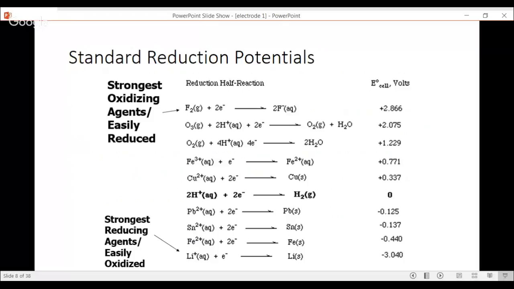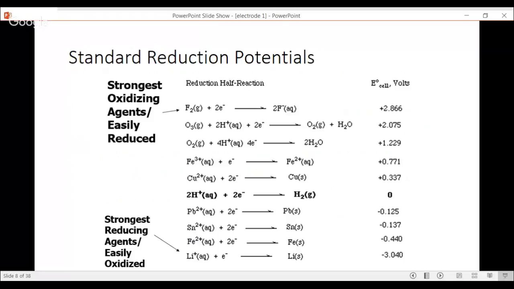So therefore you can see the positive value. F2 is the, I hope you understand, fluorine plus 2 electrons. Fluorine is the most electronegative element. It takes two electrons, then it will become 2F minus. So this is given plus volts. Why plus volts is the question. Okay, I must tell you.